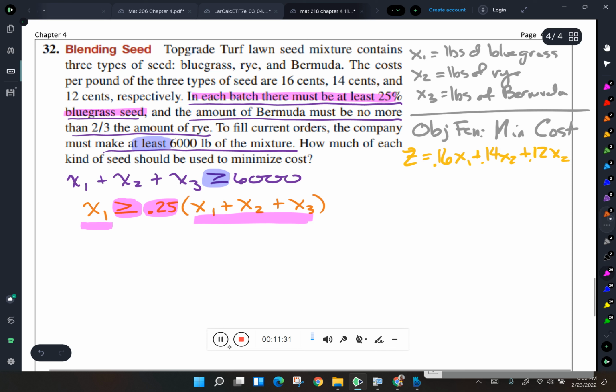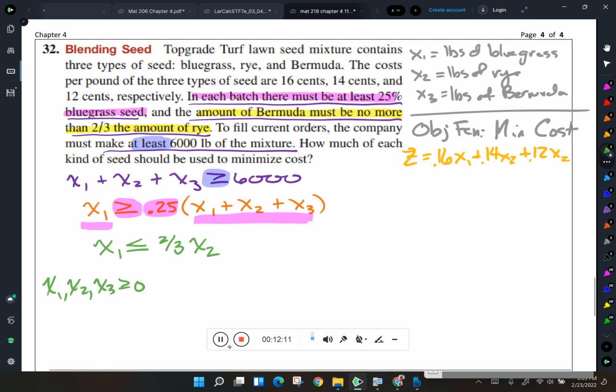Right? Now let's take a look at that weird third statement. This idea that the amount of Bermuda must be no more than 2/3 the amount of rye. The amount of Bermuda must be no more than, less than or equal to, 2/3 the amount of rye. Okay. I think we got it figured out. And then of course x1, x2, and x3 must all be greater or equal to 0.